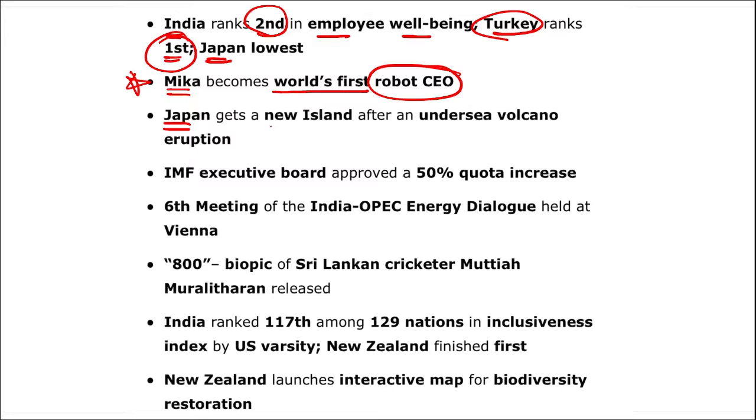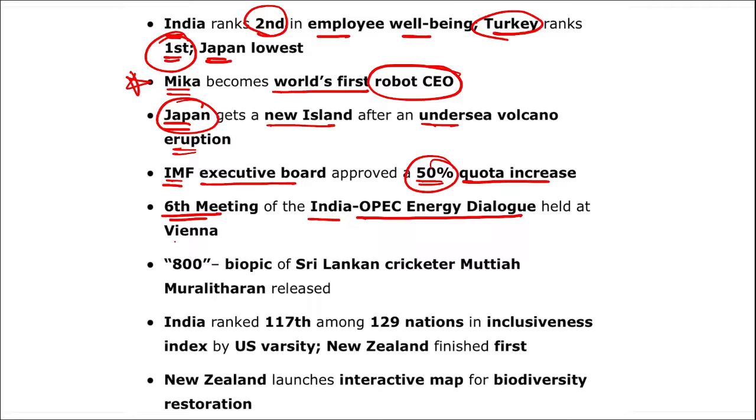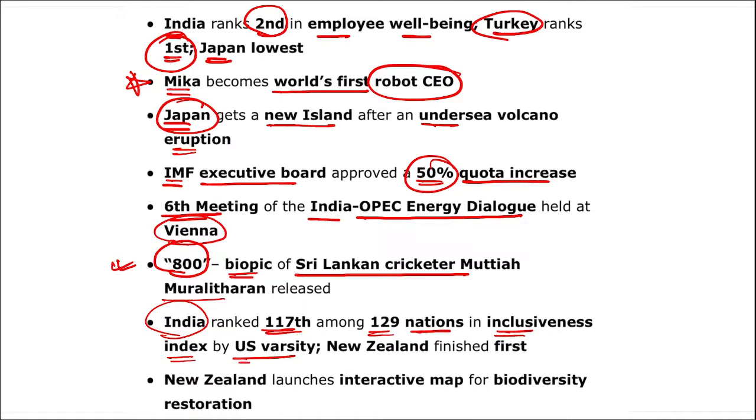Then Japan got a new island after the undersea volcano eruption that took place. IMF Executive Board approved 50% quota increase. Then sixth meeting of the India OPEC Energy Dialogue was held at Vienna. Then 800 biopic of Sri Lanka cricketer Muthaiya Muralidharan has been released, right? 800 is the name of that biopic. Then India ranked 117th among 129 nations in Inclusiveness Index by US Veracity and New Zealand secured the first position here.